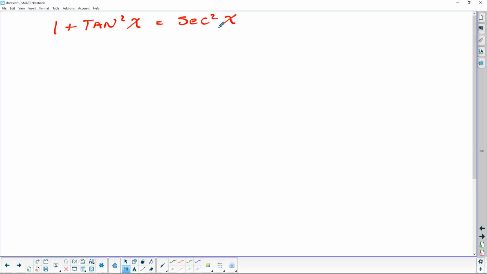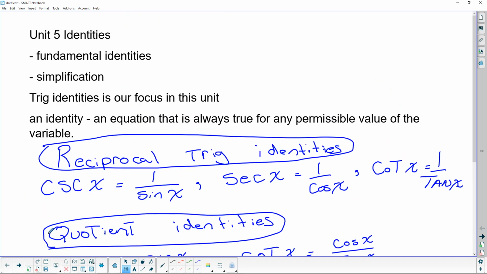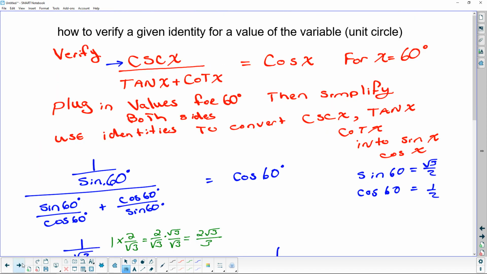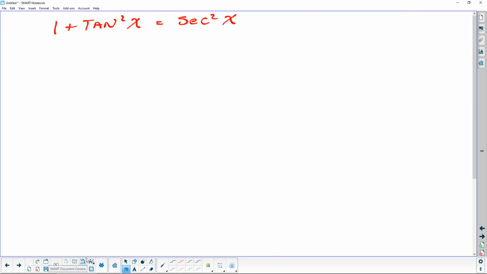Okay, if we look back at the beginning of our course, we're just going to verify this identity for, let's pick an angle, let's say 135 degrees. Okay, so let me bring my unit circle back up. So, sine 135 and cosine 135.